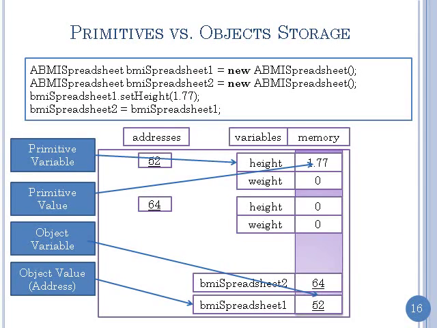I have another slide that will make things clearer. So now, does this make sense? I have 64 here and 52 here in this BMI spreadsheet variable. Okay, so this 52 is pointing to what?